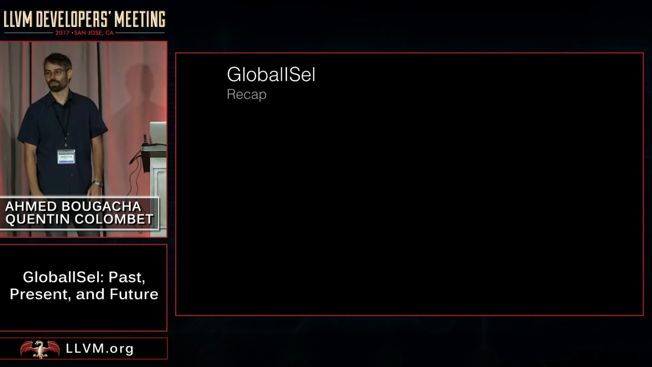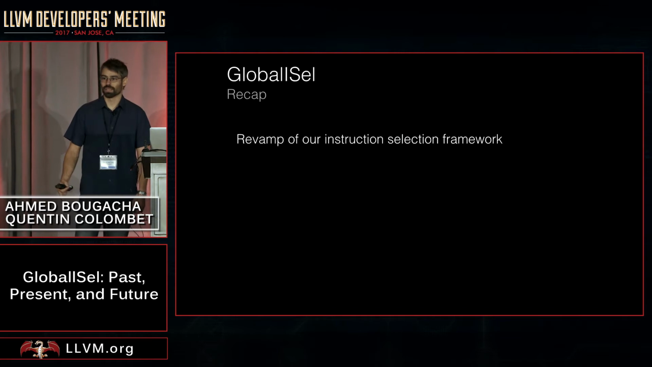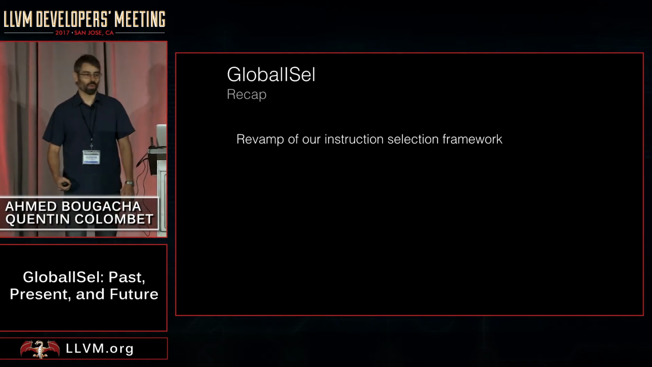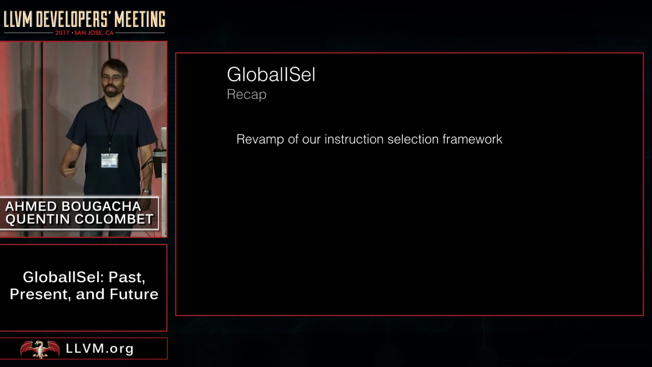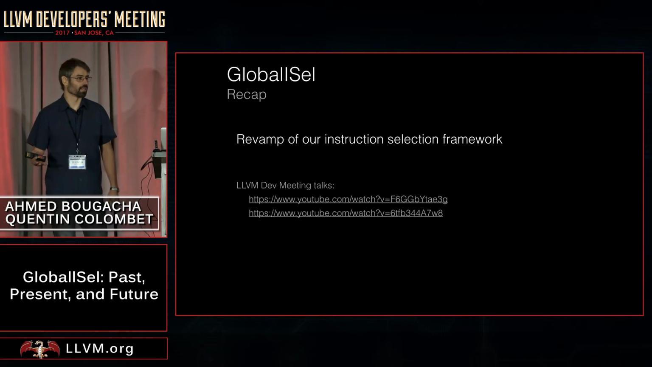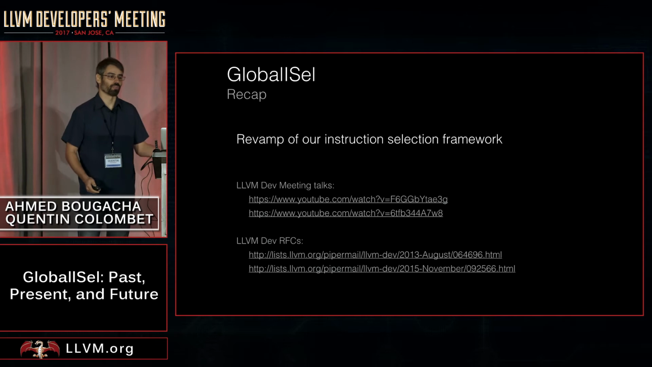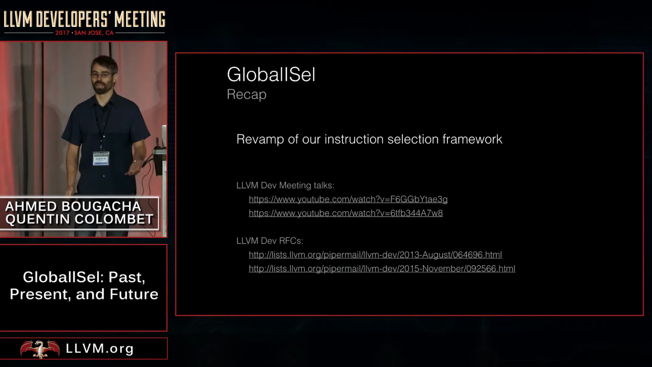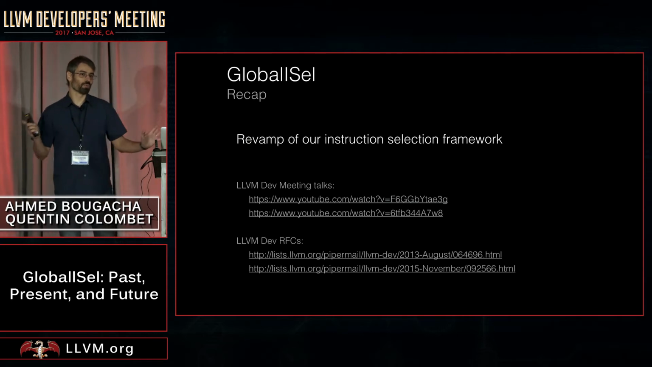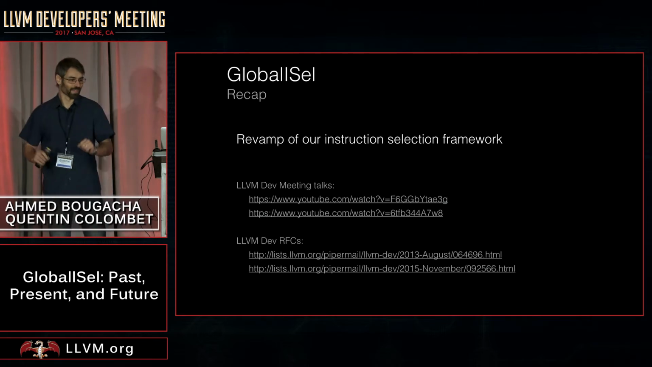So let's start with what is GlobalISel. A brief recap: GlobalISel is this revamp of our instruction selection framework. I won't go into the motivation and the context of why we are doing that. There are already great resources for that in the talk that we did last year and 2 years ago, and you can also find a bunch of RFCs on the LLVM dev mailing list if you're interested in the details. So you don't have to watch the video just now. I'm going to have the presentation self-contained, so don't worry.